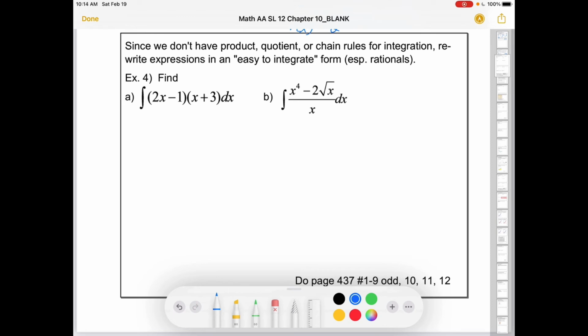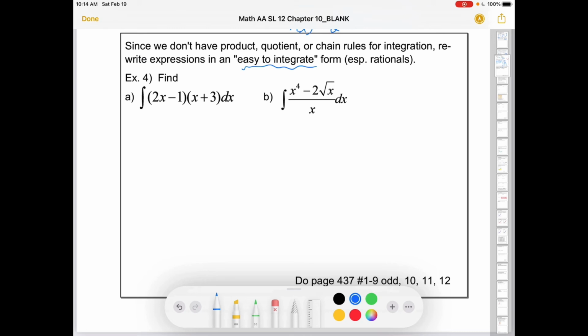Now, all this talk about antidifferentiation and finding indefinite integrals might make us think about product, quotient, and chain rules, which we have for differentiation, and say, how do those work when we're integrating? Well, there are analogs to those things, and we'll deal with some of them. Like for chain rule, we'll use substitution. But the simplest play is just to change stuff into easy to integrate form. And that's especially true of rationals.